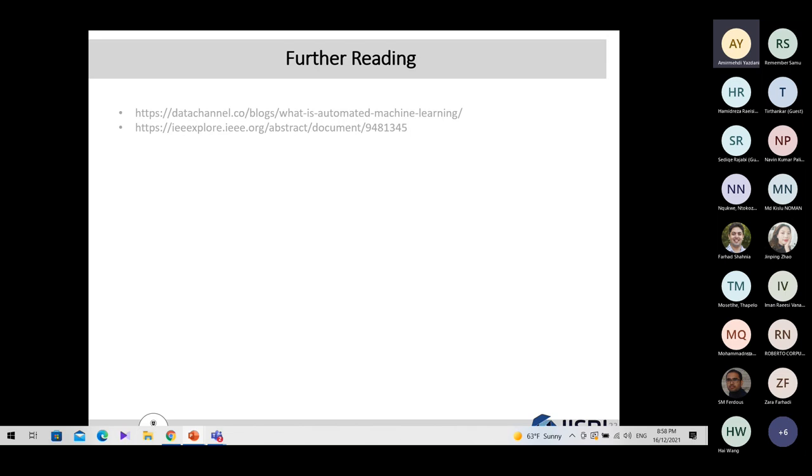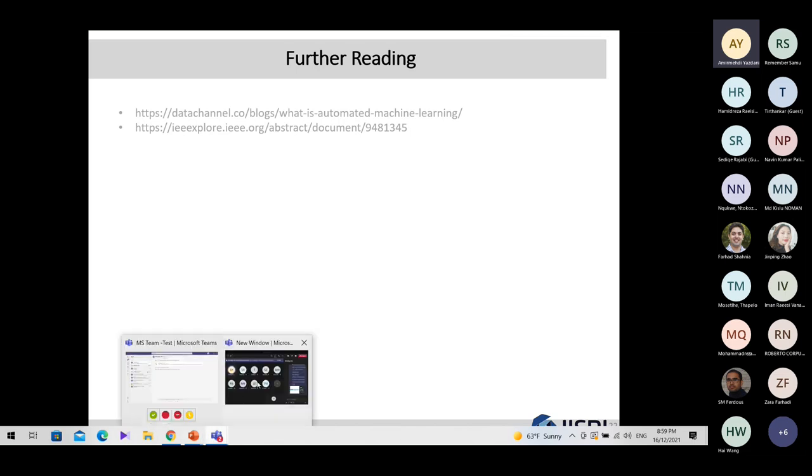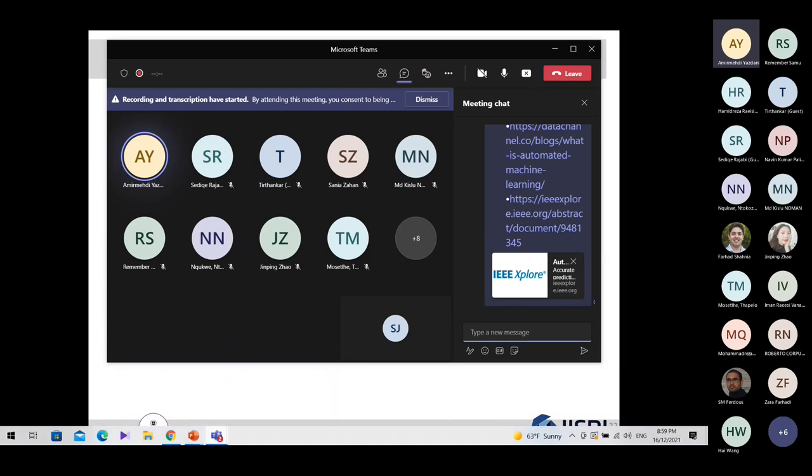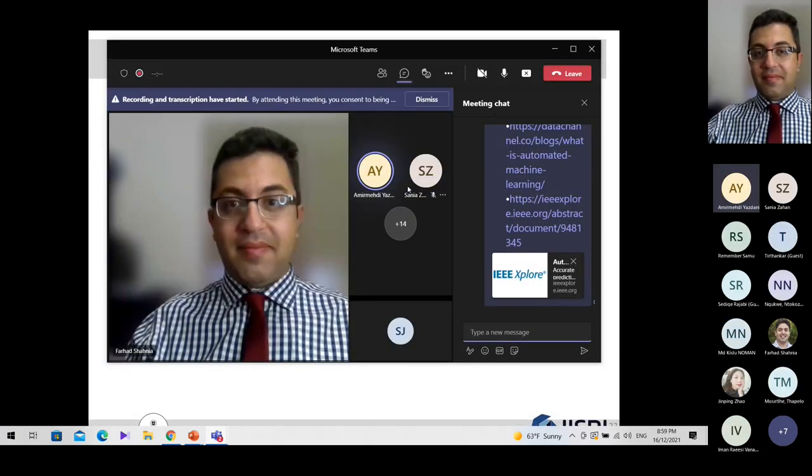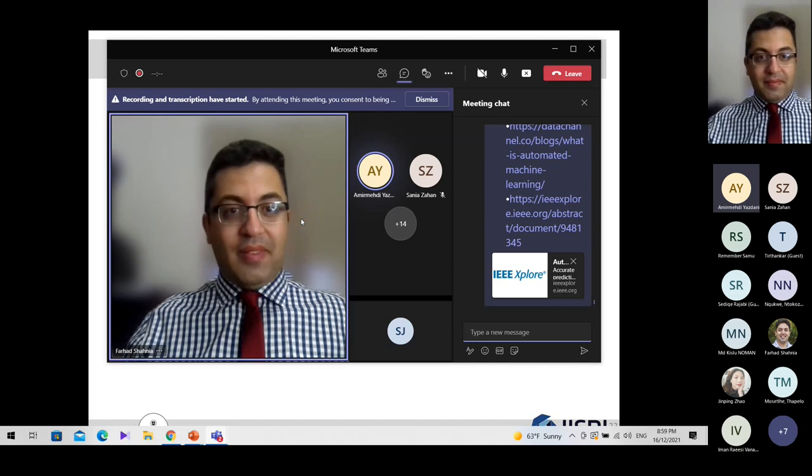Before ending the session, I would like to inform you that the IES Western Australia chapter is the host and sponsor of the International Conference on Industrial Informatics, known as INDIN, which will be held in July 2022 in Perth. Hopefully we have one of the general chairs of this conference here with us today, and I would like to invite him to give us a few details. So we have Associate Professor Farhad Shahnia today with us.